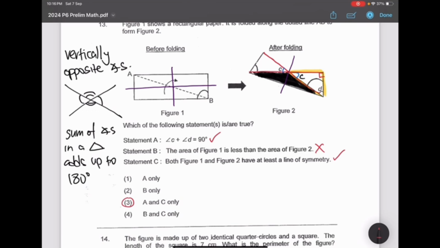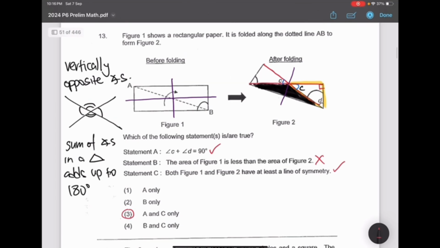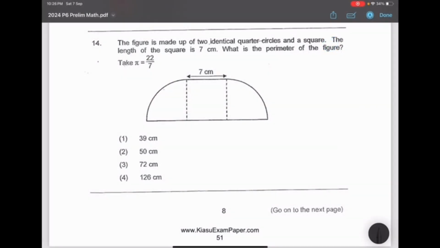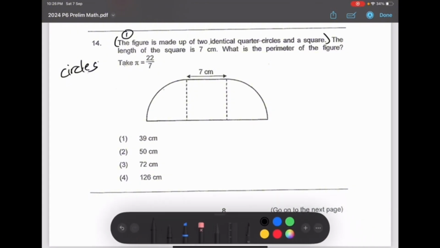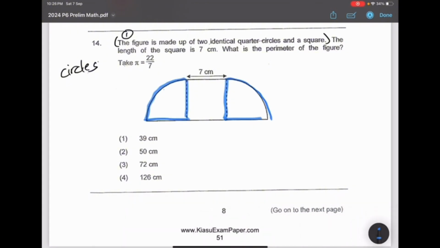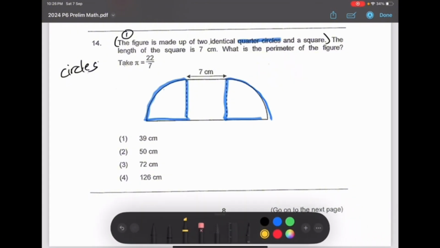Number 3 for question number 13. Quickly moving on to question 14, we have a circles question over here. Let's read the question. The figure is made up of two identical quarter circles and a square. I am going to highlight the quarter circles in blue and the square in yellow.